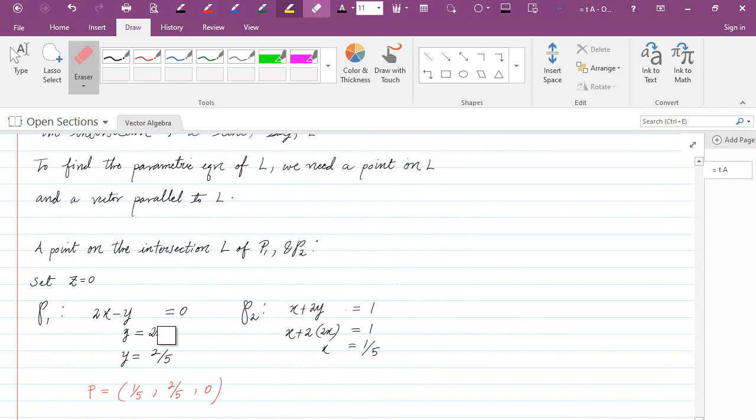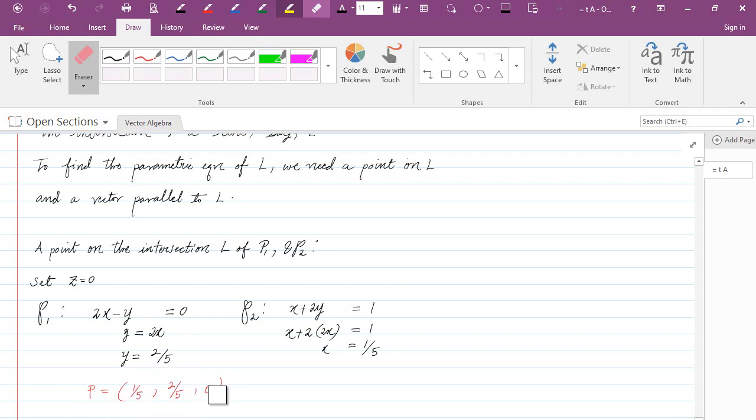So we can solve these two equations simultaneously. From this equation I can solve for y, that's going to give me 2x. Now I plug that in here, so I get x plus 2 times 2x, which would be 5x, equal to 1, so x would be 1/5. And then if x is 1/5, then I see that y would be 2/5. So I got the point P to be 1/5, 2/5, and 0.